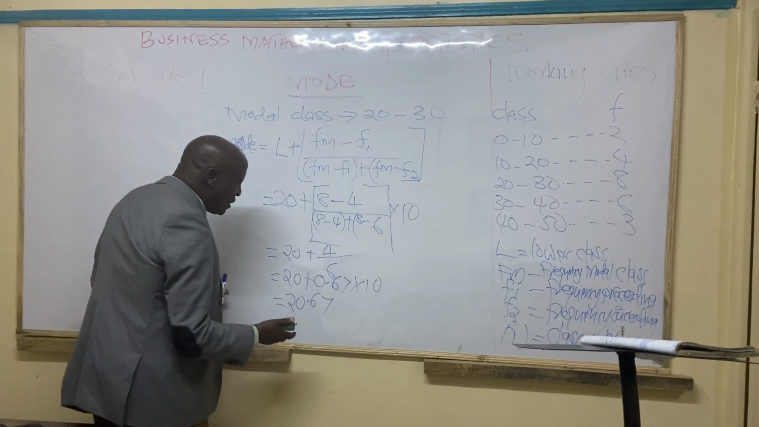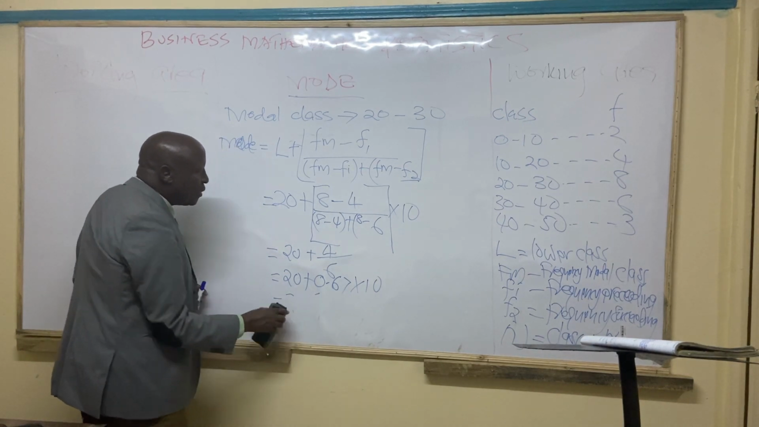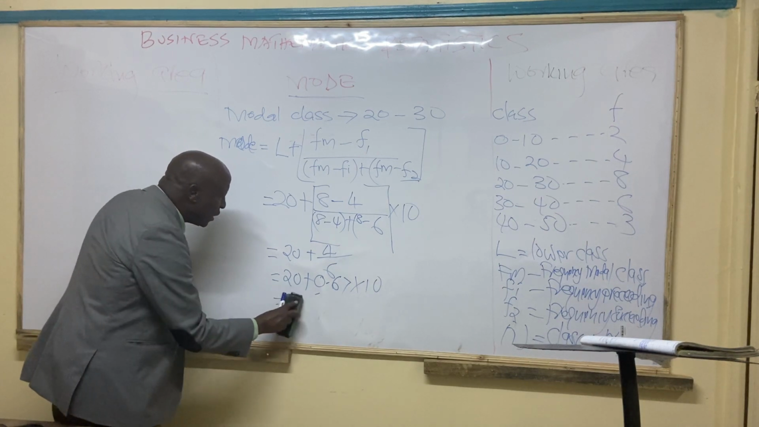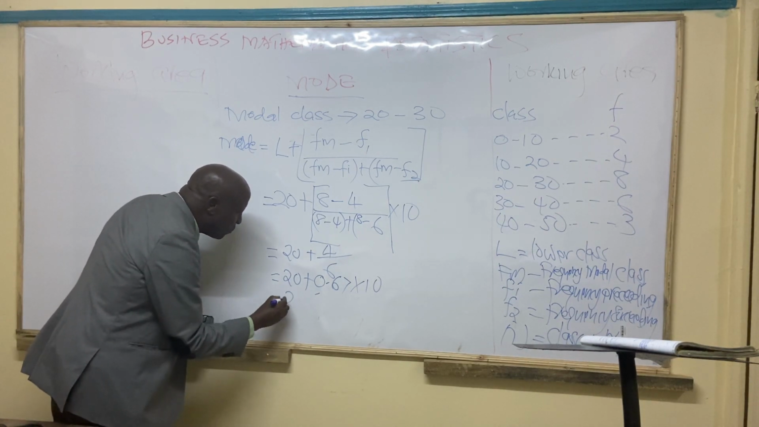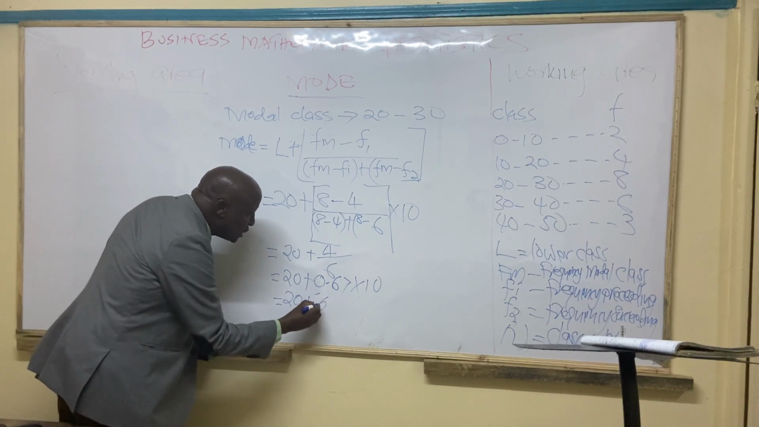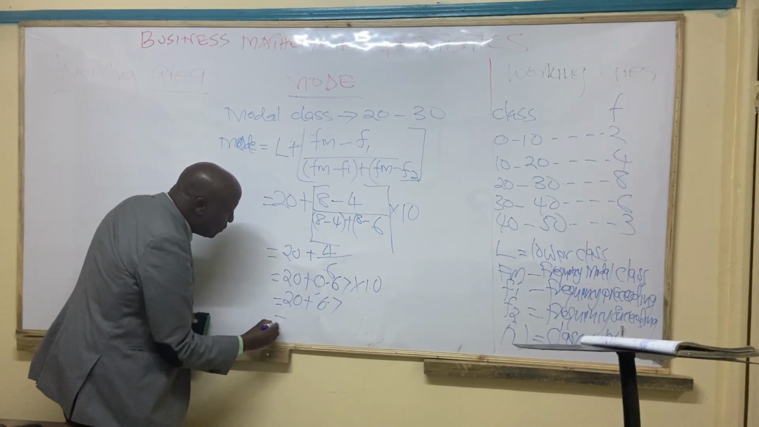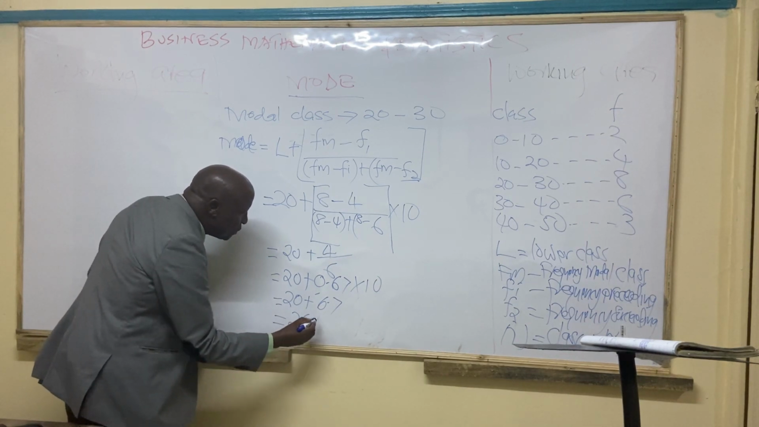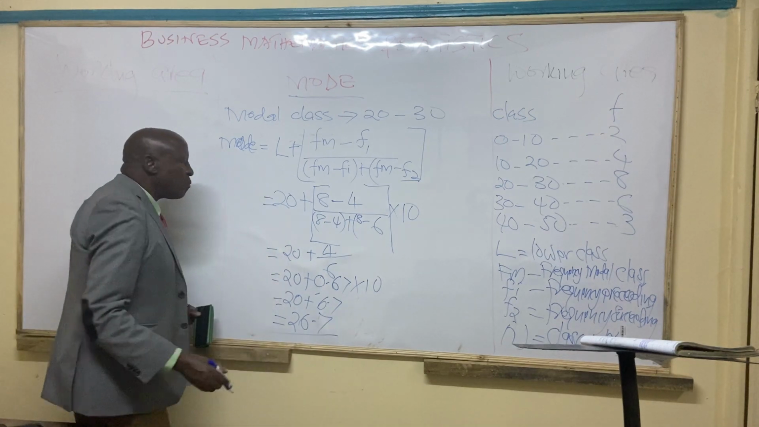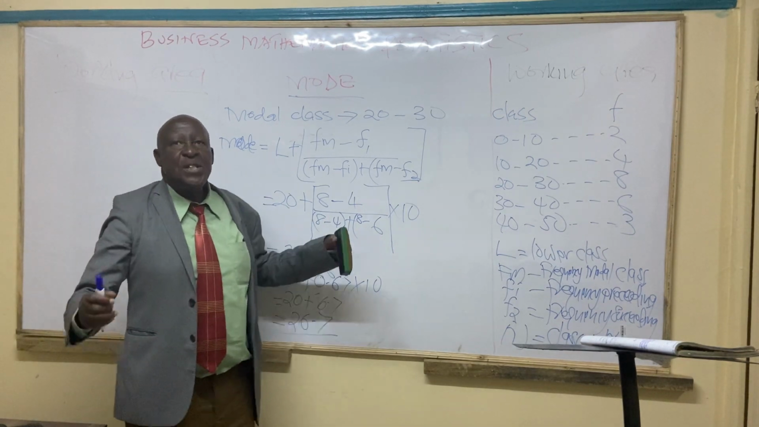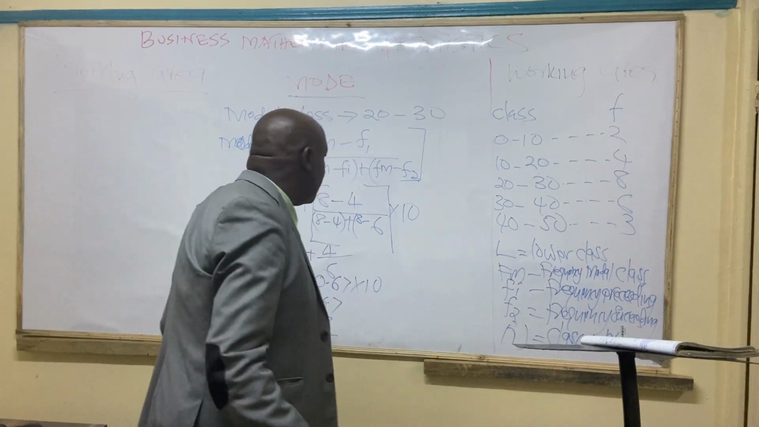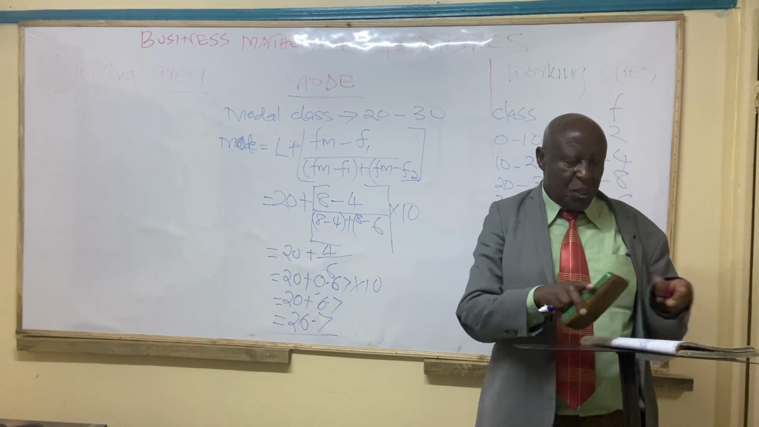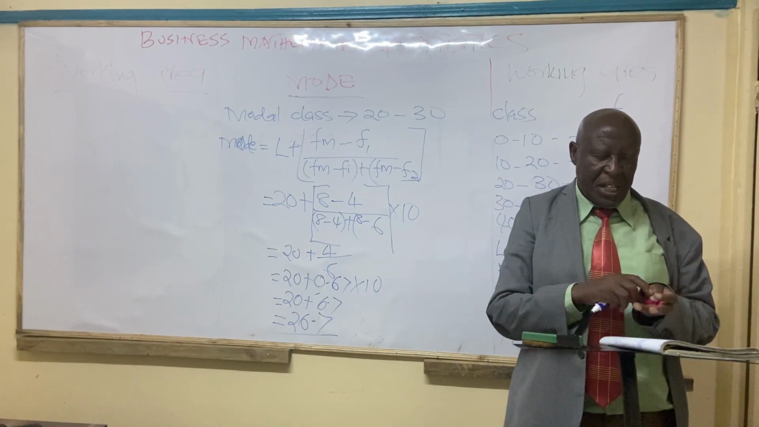When we multiply by 10, it will be 20 plus 6.7. So our modal class will be 26.7. Our mode will now be 26.7. So we have gotten our mode in a grouped data.